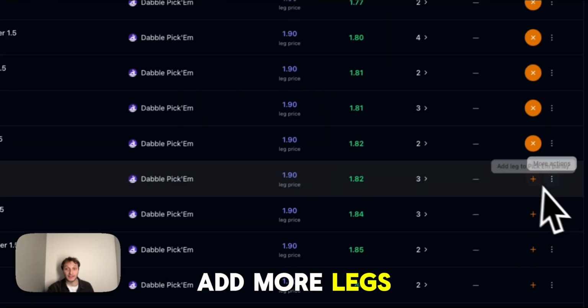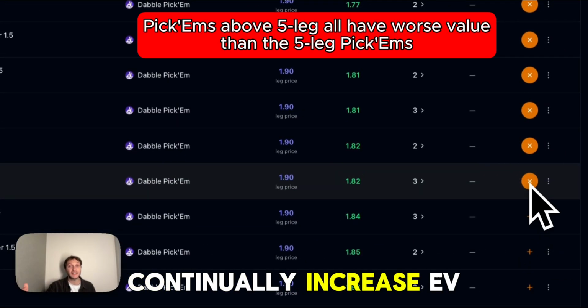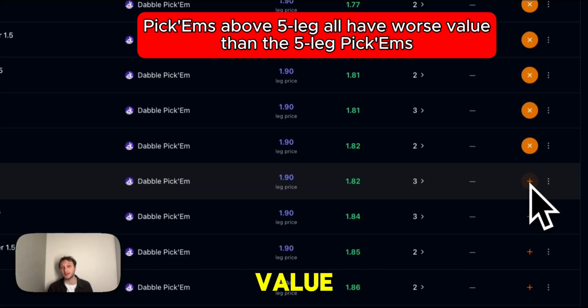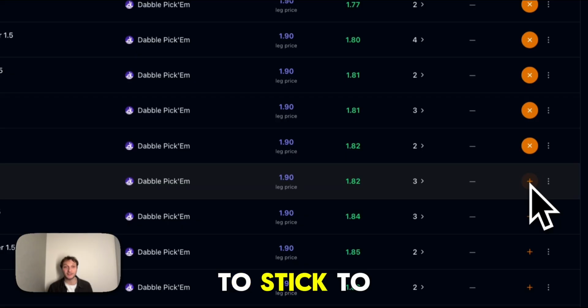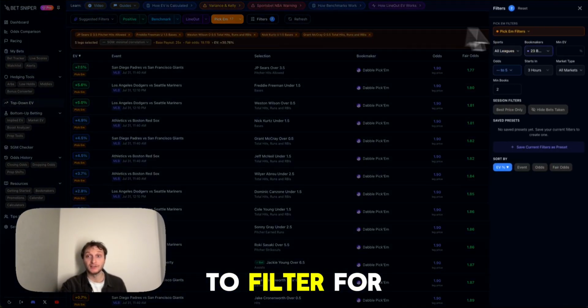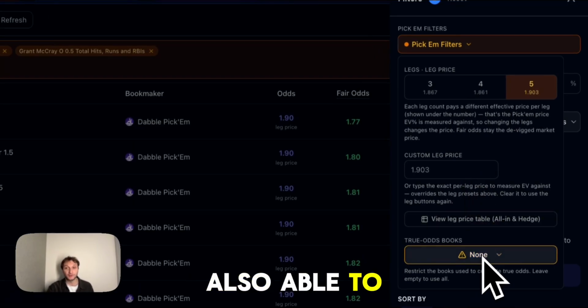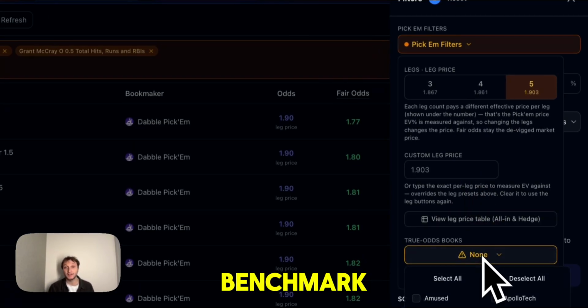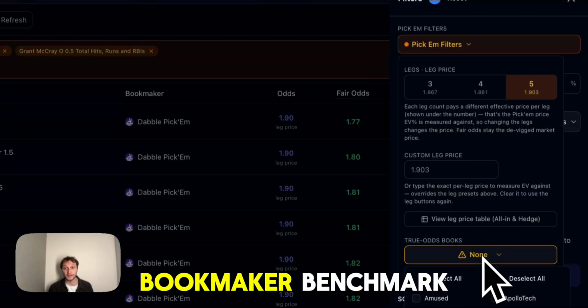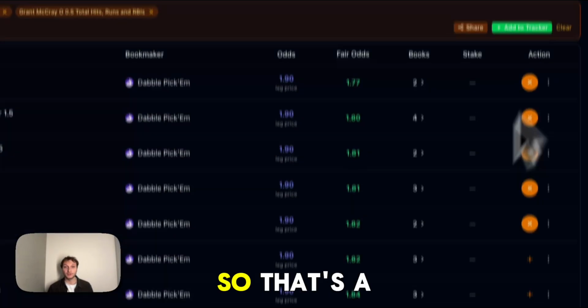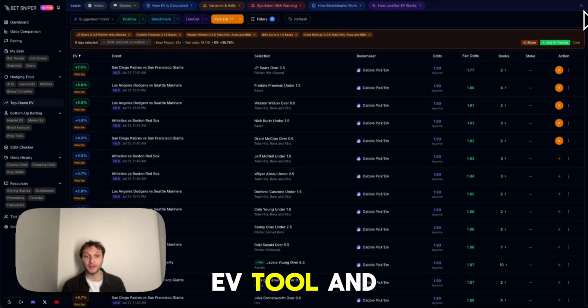But when you add more legs in, you don't necessarily continually increase EV because the 5-leg Pick'em is by far the best value. And so our recommendation is just to stick to 3-leg and 5-leg Pick'ems. Finally, you're also able to filter for a custom leg price if you would like, and then instead of using a positive EV benchmark, you're able to use a singular bookmaker benchmark or an average of multiple bookmakers. So that's a quick overview of the Top-Down EV tool and how to use it.